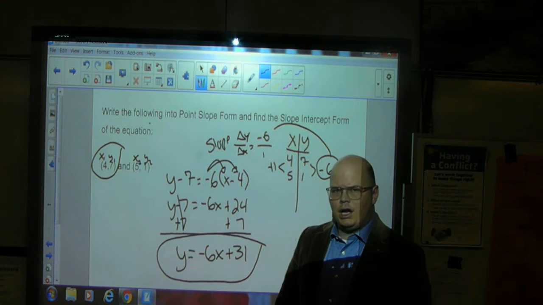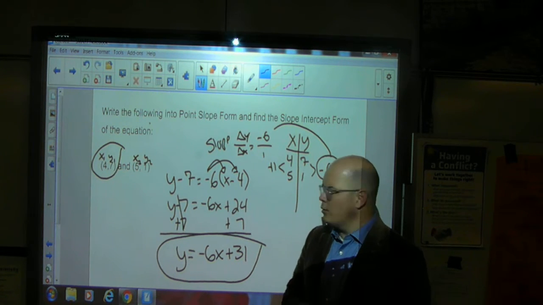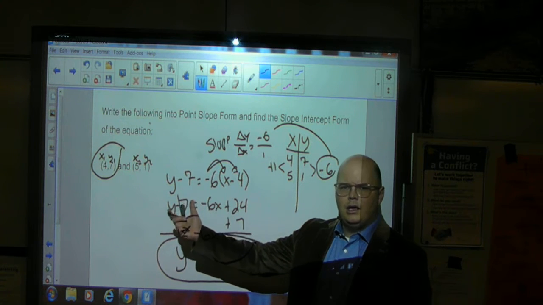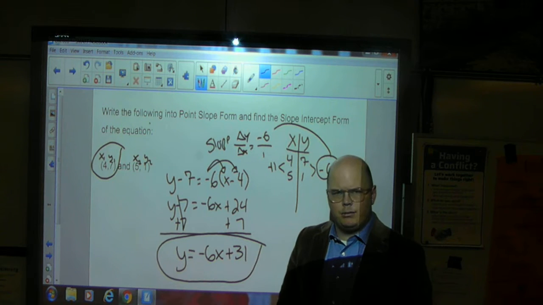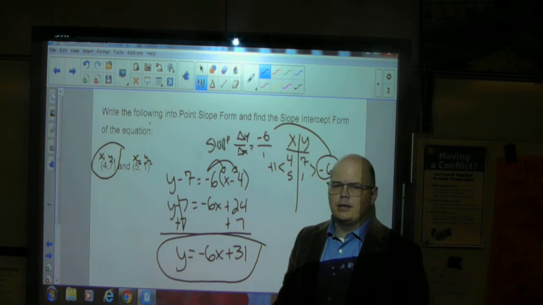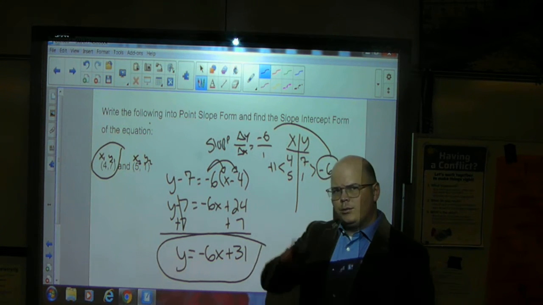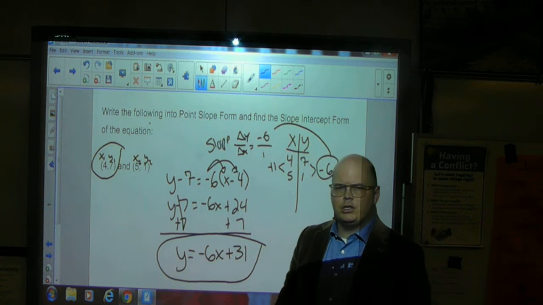So now I'm going to give you a chance to do 2 problems on your own where you just have coordinates, and you're going to have to find the slope, put it into point slope form, then simplify it into slope intercept form. You guys are going to do great. Make sure you do those last 2 problems in boxes 4 and 5 on your worksheet.